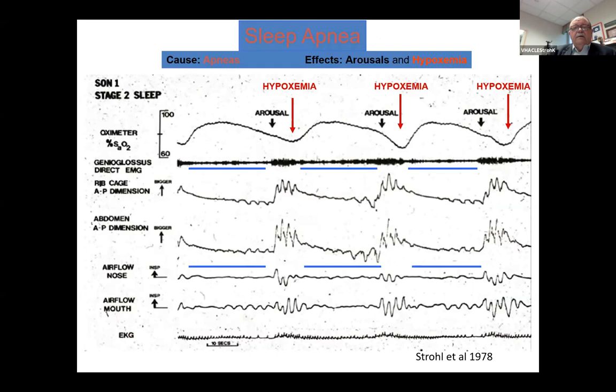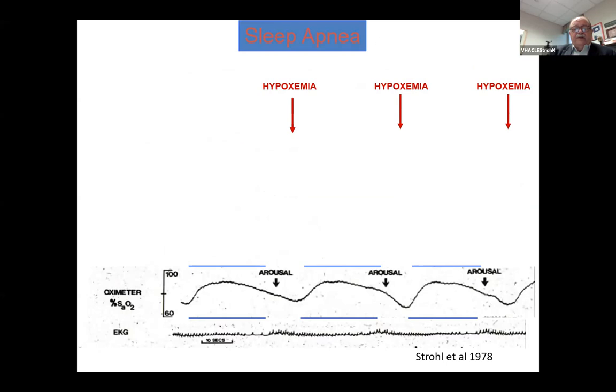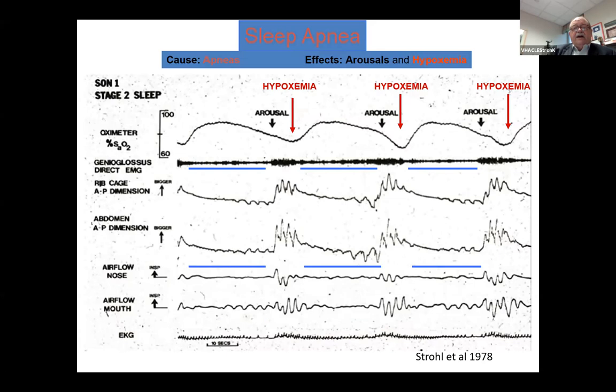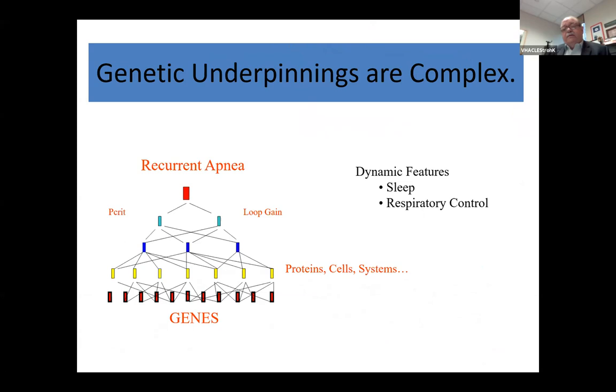So you have causes, which are the apneas, causes, which are the anatomy, arousals, hypoxemia. You have this hypoxemia, and the hypoxemia is really what is there with the heart rate changes. I want to just talk about, so now, and we're going to stop in a second. Imagine now you're going to find a gene for this disease.